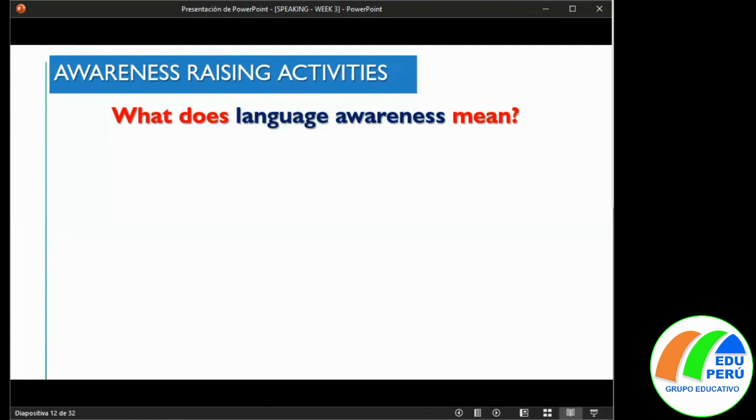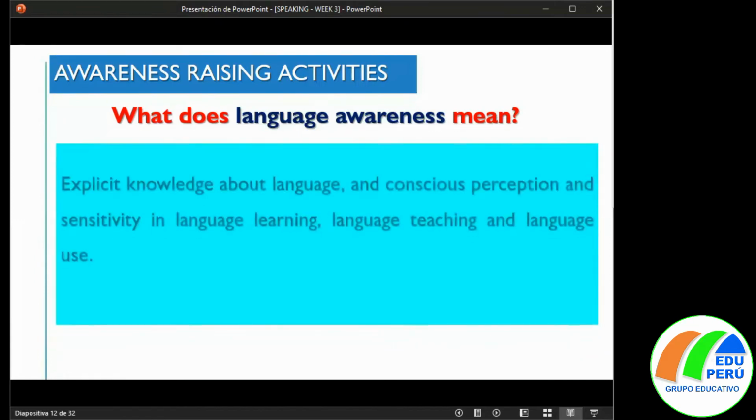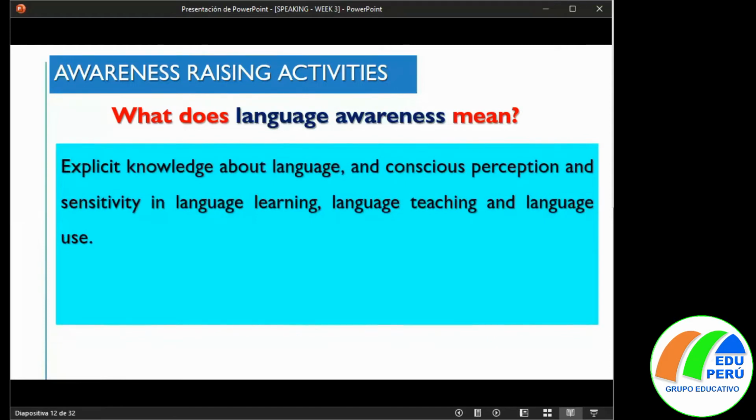So here, language awareness means explicit knowledge about language, unconscious perception and sensitivity in language learning, language teaching, and language use. This is what Abraham said. The use of the language to talk. But it's related to the knowledge that we have about the language, and we are conscious about it. We perceive, we're sensitive in our language learning, in our language teaching, and when we use the language.